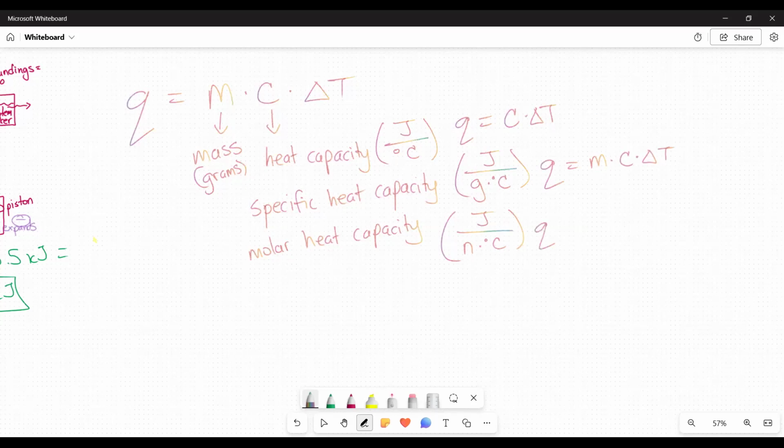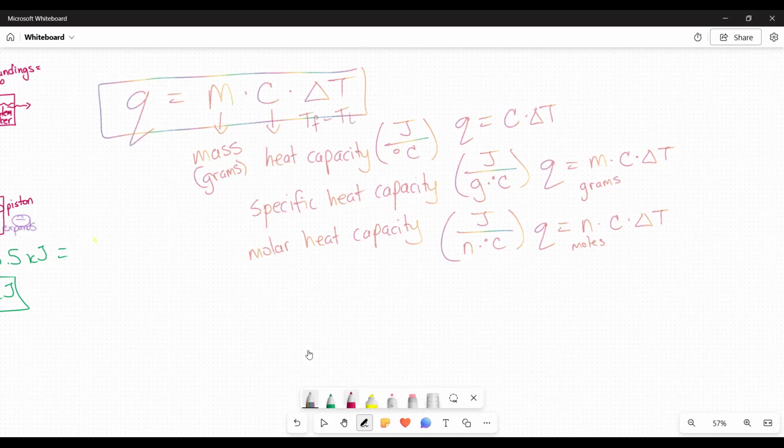And then molar heat capacity is nCΔT. So we have moles right here, and we have grams right here, and we have no mass on the heat capacity. But I'm going to focus on specific heat capacity because it's the most commonly used one. And then temperature is in Celsius. So that's temperature final minus temperature initial.